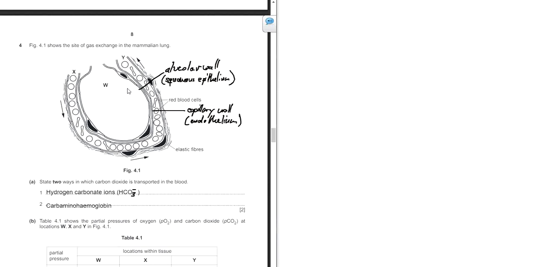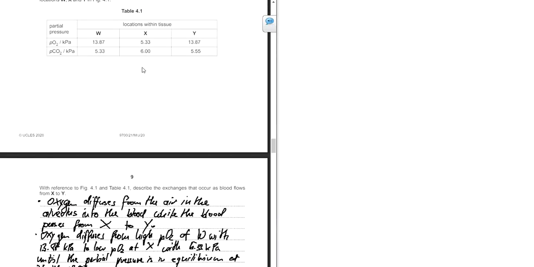And the diffusion occurs across two layers of cells, the squamous epithelium, the lining of the alveolus, and the capillary wall, or the endothelium. That should be enough for this question.